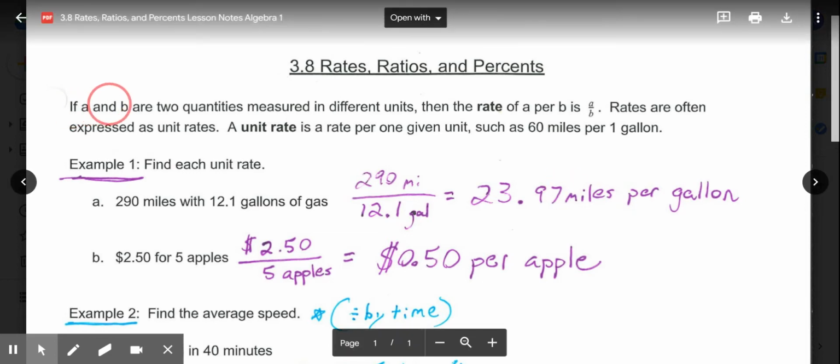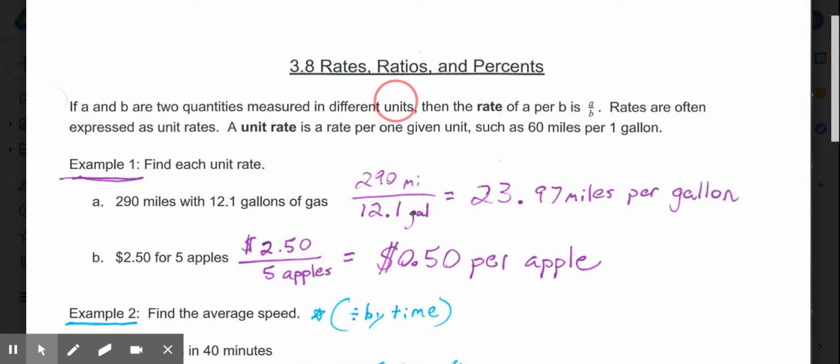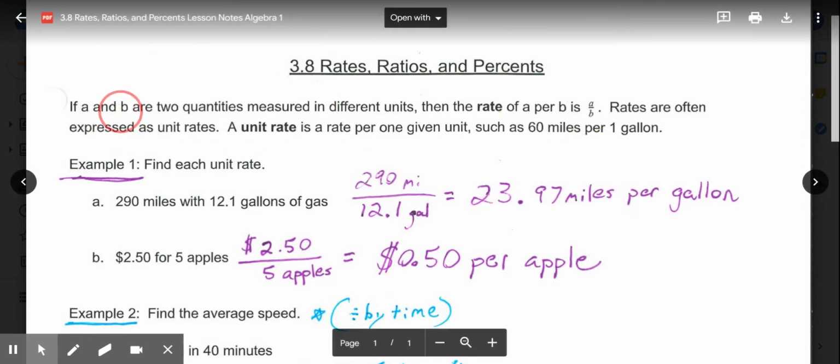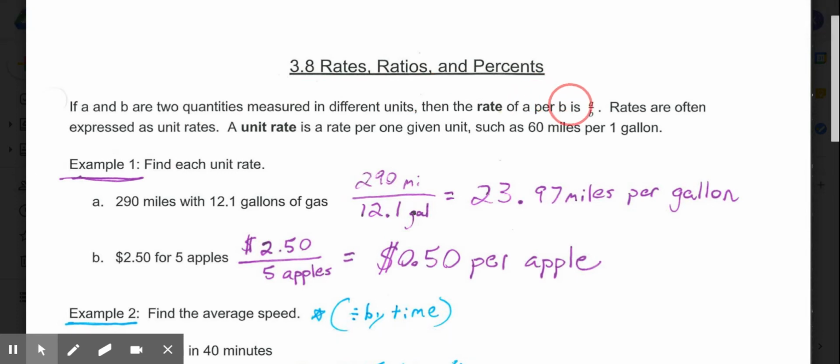If A and B are two quantities measured in different units, then the rate of A per B is written as A divided by B, or A over B. So if we're dealing with two quantities, A and B, the rate of A per B would be A divided by B. If they wanted the rate of B per A, that would be B divided by A. So the word per means divide.